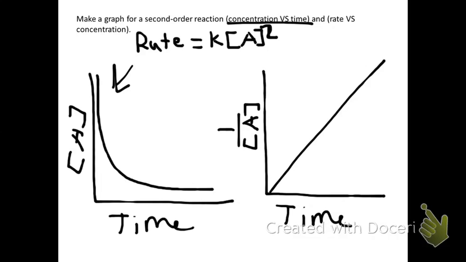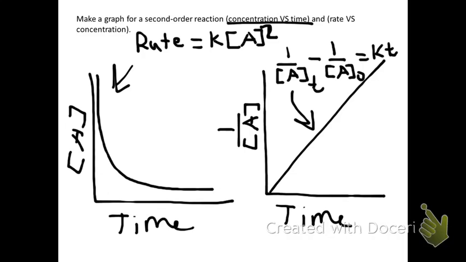Alright, now the equation for this best fit line, which you need to know, is 1 over A at time t minus 1 over A initial equals kt. That's for second order. And this equation here is going to allow us to plot a best fit linear line like that. Alright? Alright, so there's that.